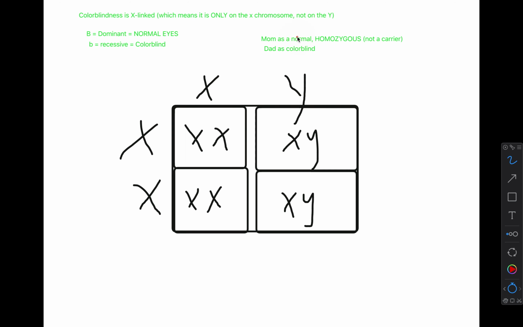So if mom is normal, mom is gonna be X, X, and they're homozygous, not a carrier. So she's gonna have a capital H and another capital H, right? So let's put that in. Capital H, capital H. And dad is colorblind, right? Oh, I'm sorry, I'm using H's. Let me back up.